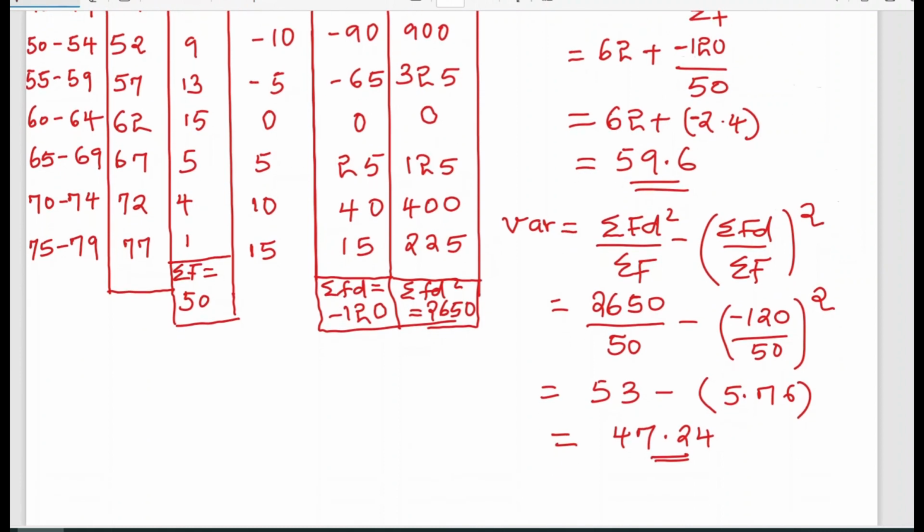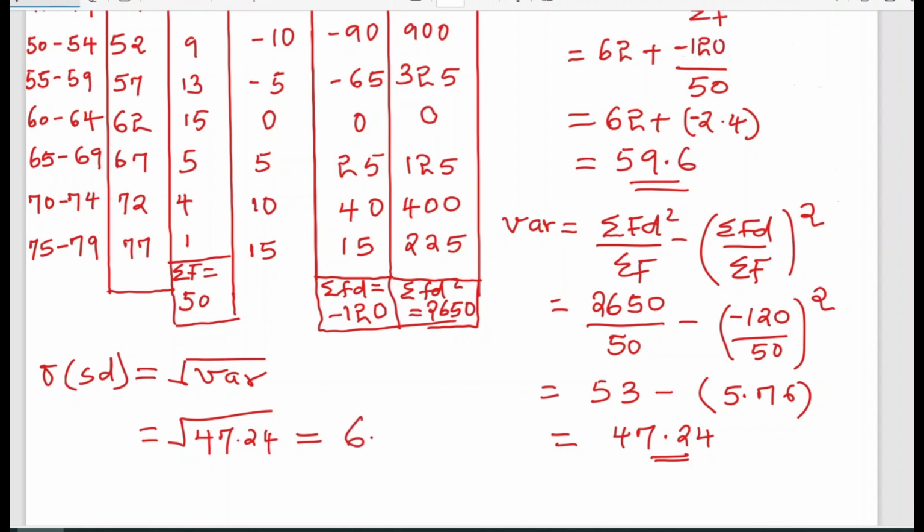And then lastly, we are told to find the standard deviation, that is the SD. The standard deviation is always the square root of var. And then what is my var? 47.24. The square root of 47.24 is 6.873 in 4 significant figures.